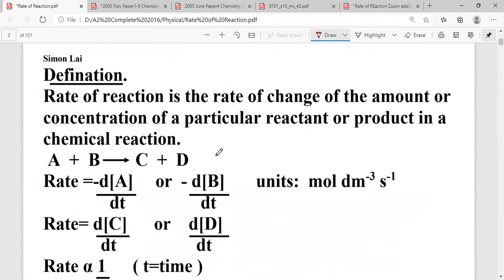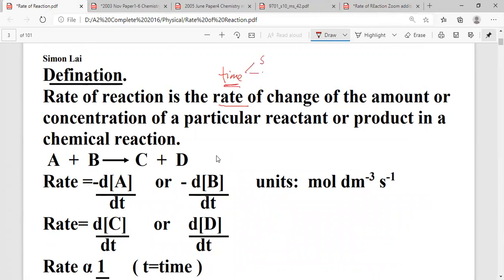I put down here the definition for the rate of reaction. Rate of reaction is a rate, it means time is involved here. Time can be in seconds or in minutes. It is the rate of change of the amount, which can be mass or concentration. Normally the concentration is more often used, in grams, or if it's a gas, in cm cube, or if it's concentration, moles per dm cube, of a particular reactant.